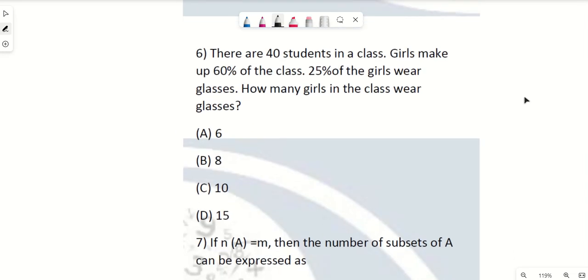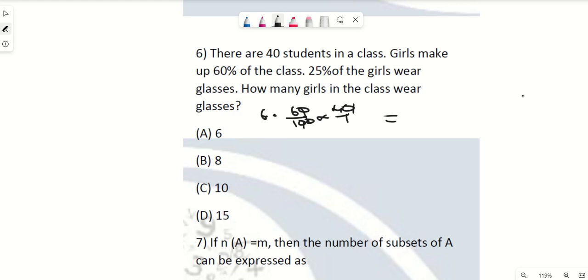This question, there are 40 students in a class. Girls make up 60% of the class. 25 of the girls wear glasses. How many girls in the class wear glasses? First off, they say 60% of the class is girls, right? So girls is equal to 60 over 100 multiplied by 40 over 1.